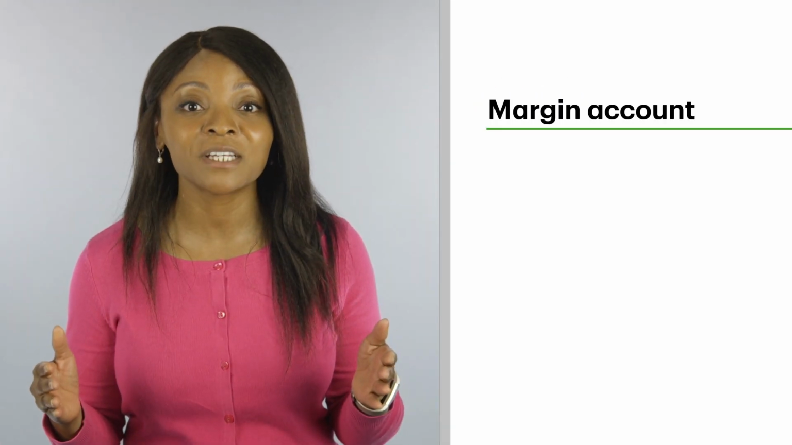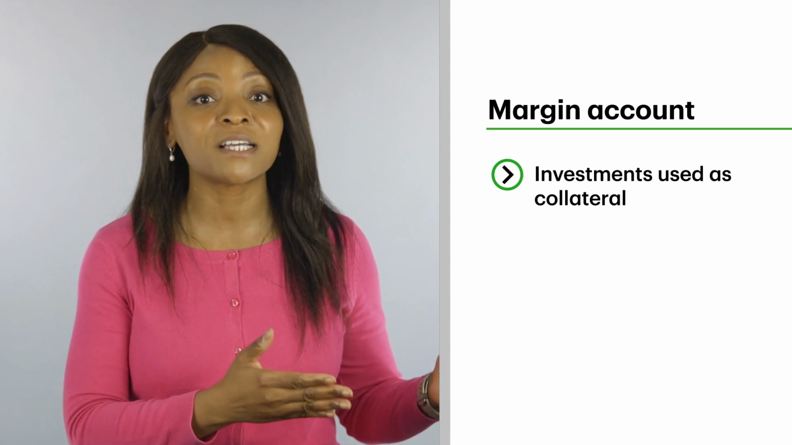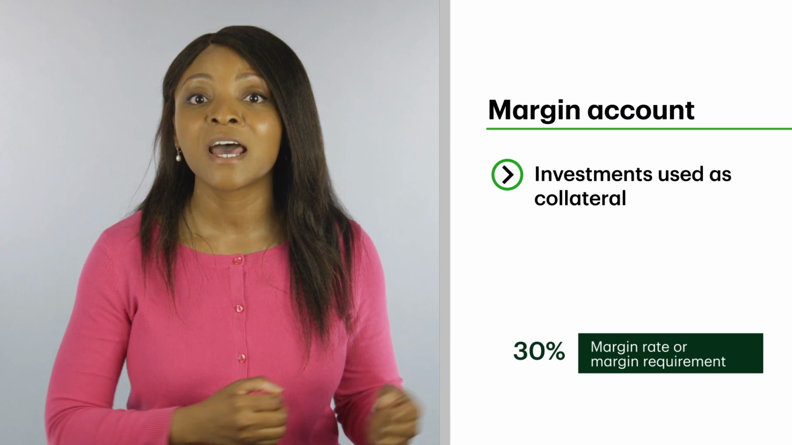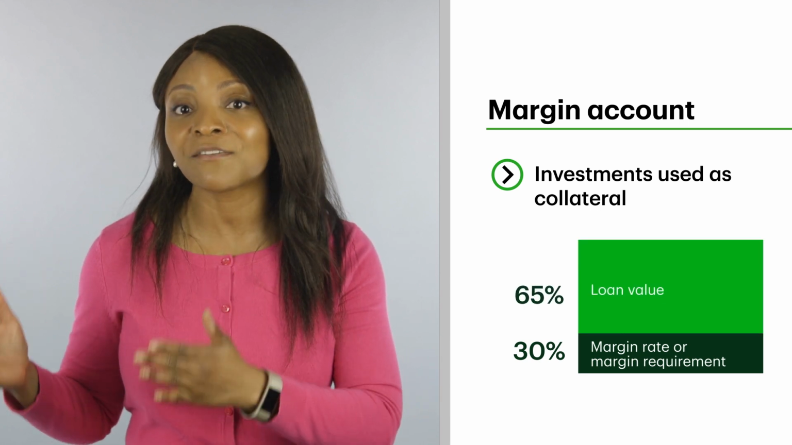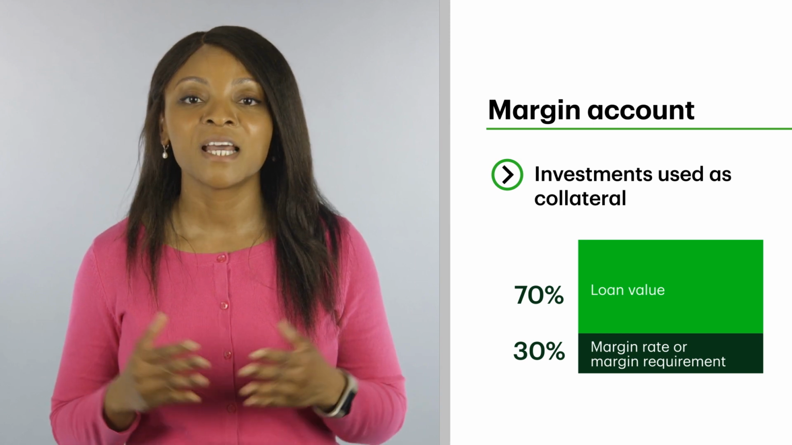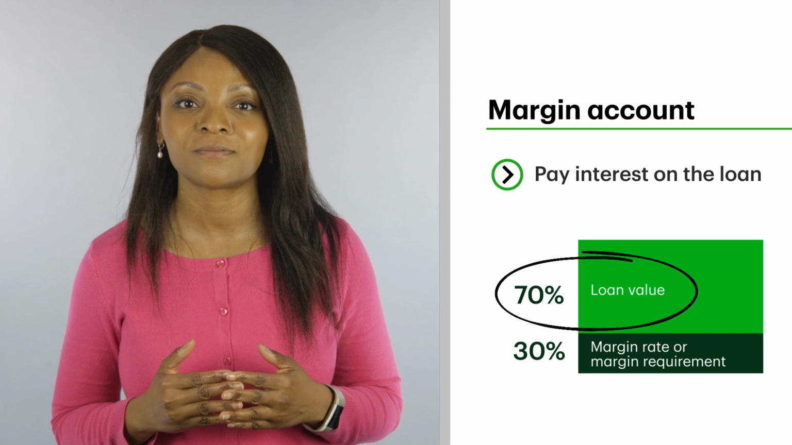With a margin account, investors use their investments as collateral. If they go to buy stock, they would pay at least 30% of the cost, and the broker would lend the remaining 70%, depending on the value of the investment they're looking to buy. Like a HELOC, the investor must pay interest on the loan.